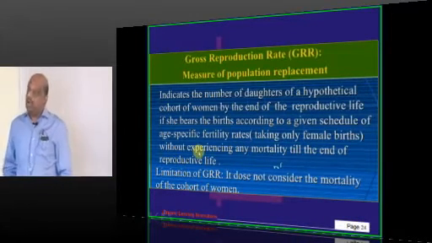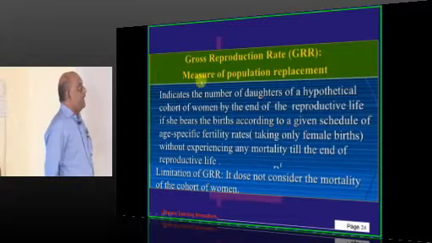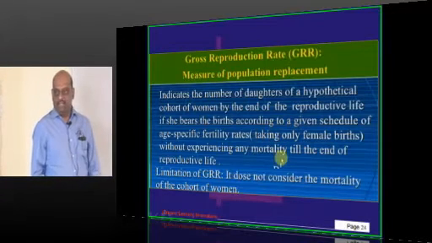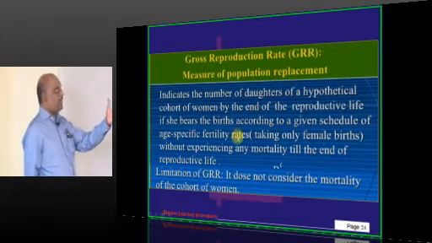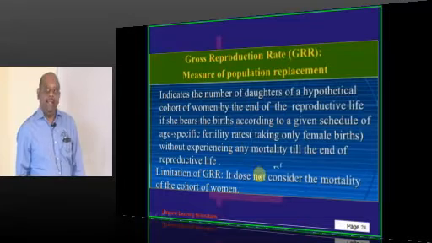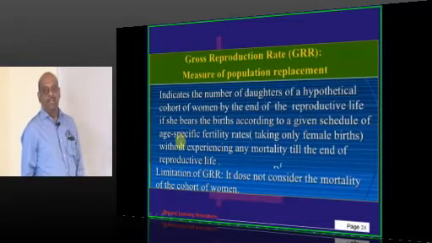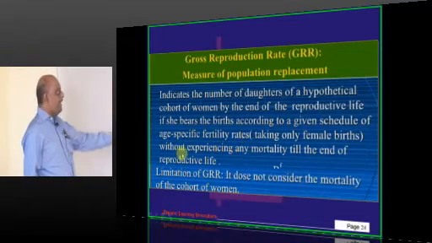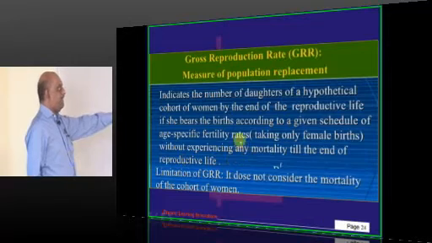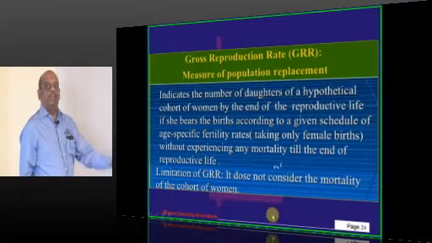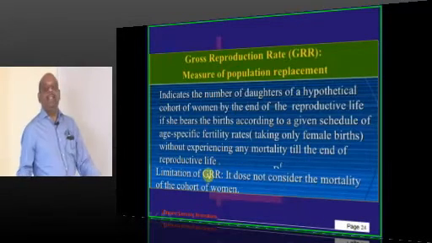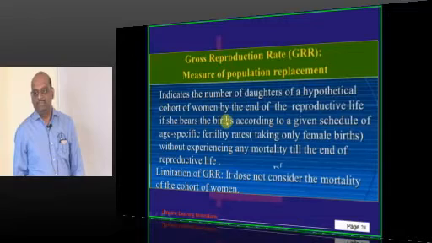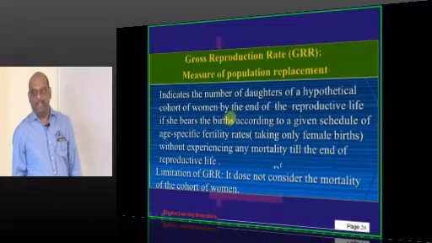Then what is meant by gross reproduction rate? The number of daughters of a hypothetical cohort of the women by the end of their reproductive life, if she bears the births according to the age specific fertility rates without experiencing any mortality till the end of reproductive life. समझ में आया?